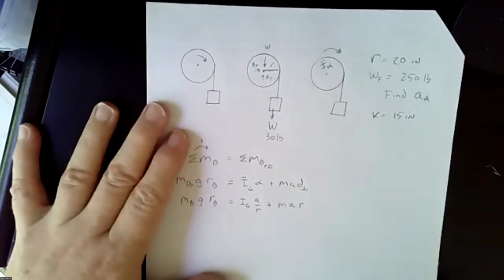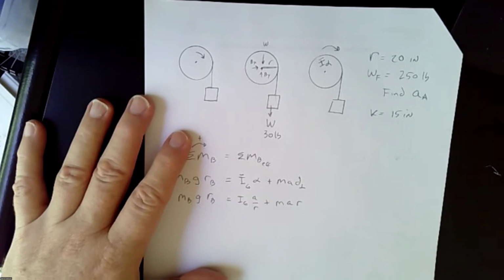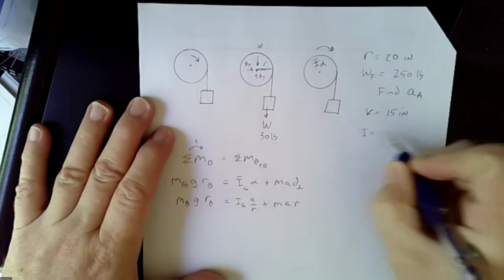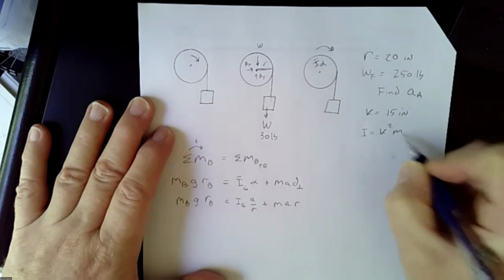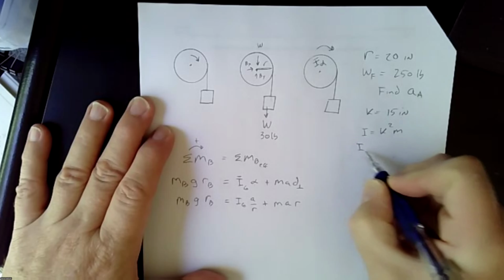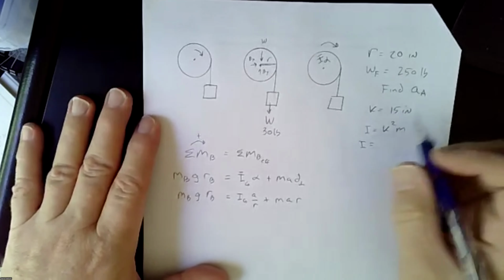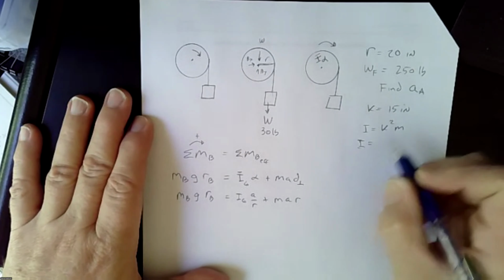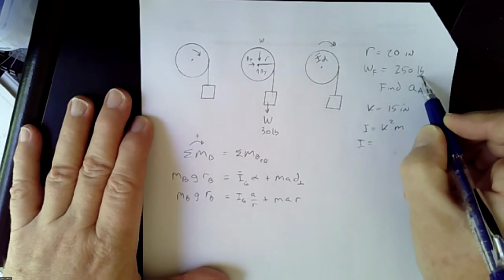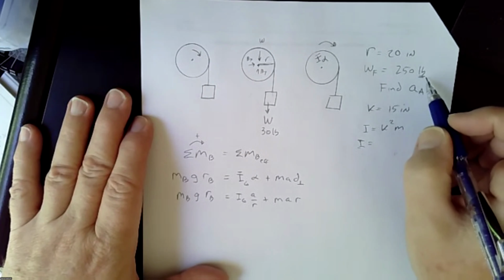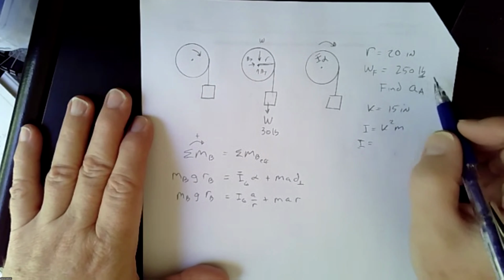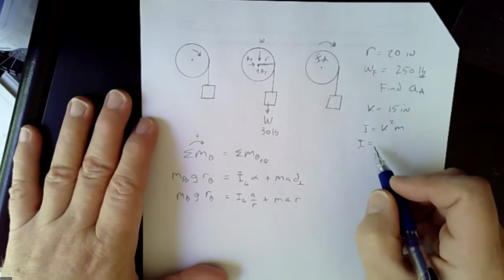Because remember what I said: if you want to know the moment of inertia and all you have is K, then I equals K squared times the mass. So in this case, I is going to equal... Now, one of the things we have to remember is that as long as we're dealing in pounds, we have to convert to feet, because if we convert this to mass, gravity's in feet per second squared. So our I is K.